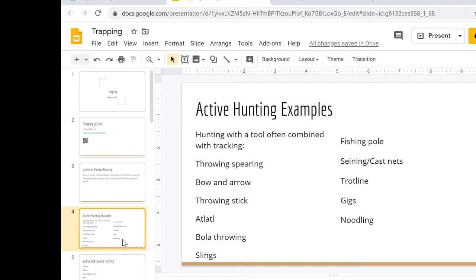A trot line is a line that is strung up with a bunch of different hooks across a river or a pond or a lake, and then you go and check it every so often, and it's baited. A gig, traditionally, is a three-point spear, and it's used to catch small animals like frogs, like bullfrogs.